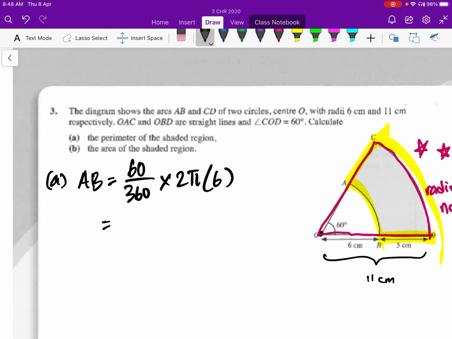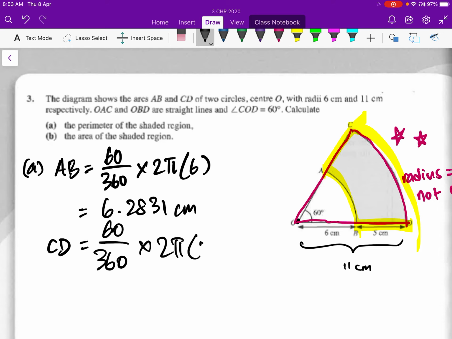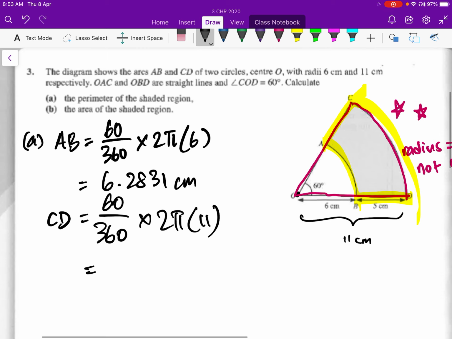Okay, so we get 60 over 360 times 12 pi. It's 6.2831 cm. Don't round off yet. This is not the final answer. So that's AB only. Then I want to find CD. Can you fill in the blanks for CD by yourself? 60 out of 360 times 2 pi 11. Yep, 11.519.